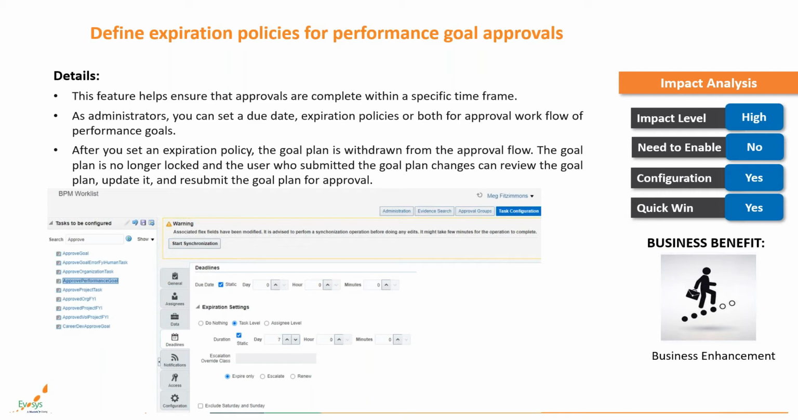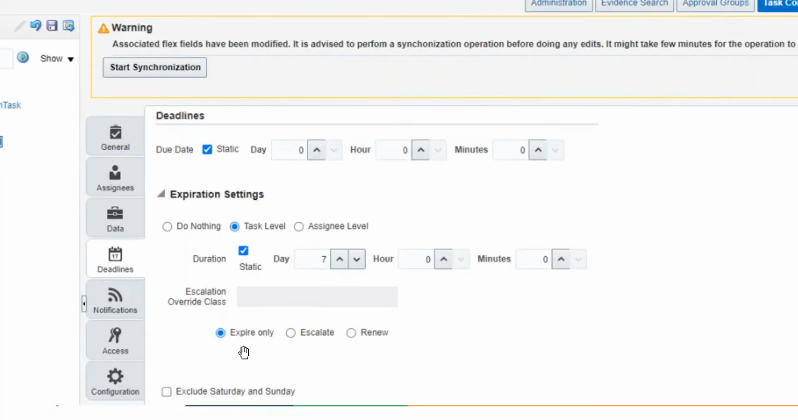Moving next, the feature is to define expiration policies for performance goal approvals. This feature helps in ensuring the approvals are complete within a specific time frame. After 21B, for a performance goal approval transaction, you can set a specific time frame after which the transaction will be either expired, escalated, or renewed. If you go and set the expiration setting and select the duration, in the screenshot it has been selected that after 7 days, it will expire.